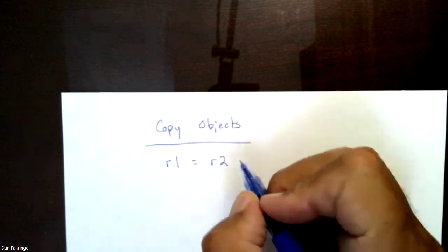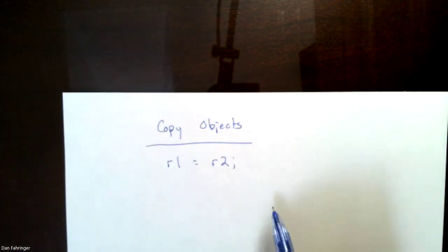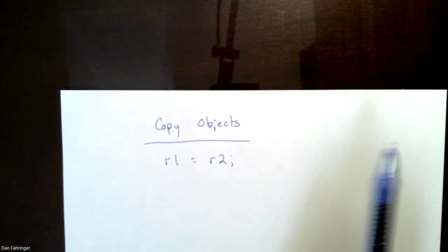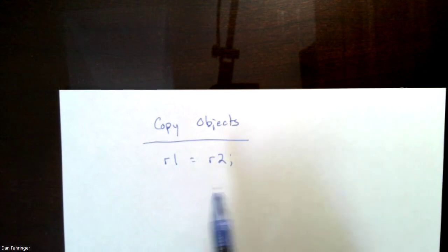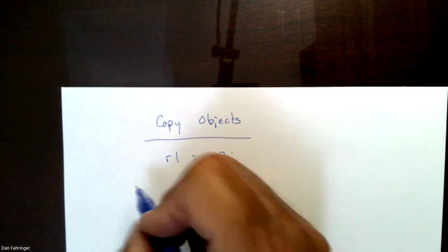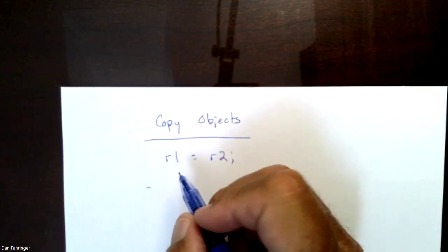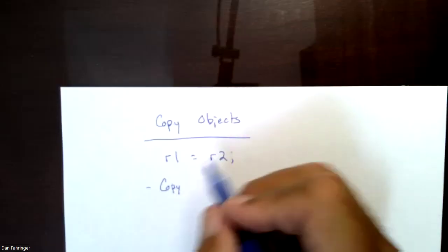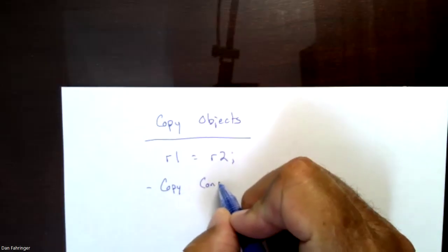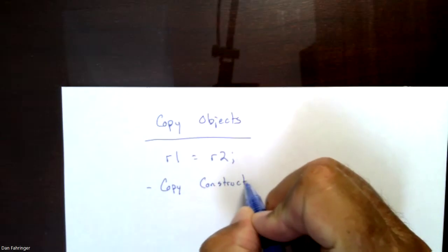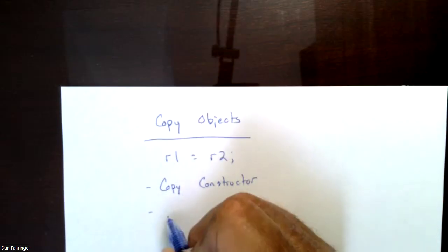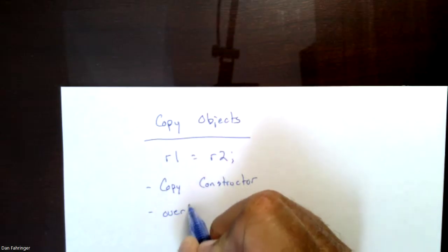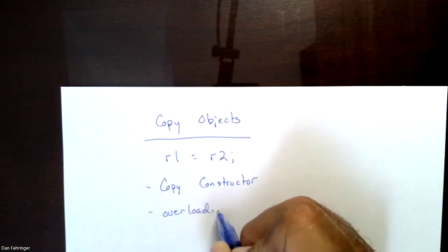We might copy that address, but I don't know if that's really going to be necessary. Chances are we want to make a full copy of it and copy everything over. I finished with two things: one was called a copy constructor, and one was called overloading an operator.